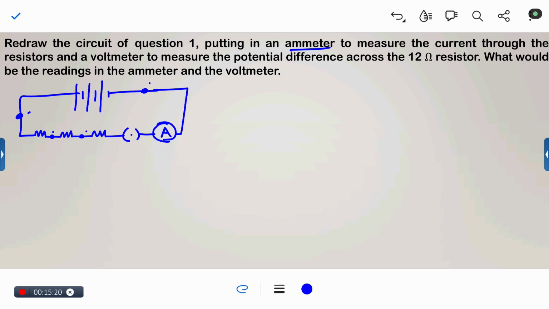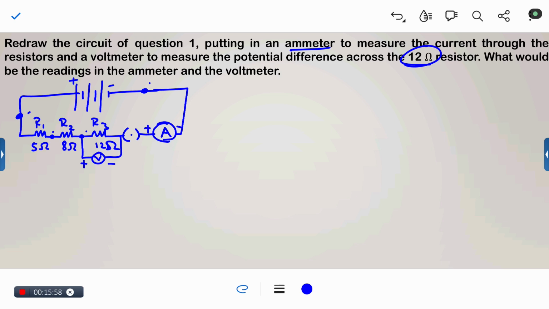And then an ammeter to measure the current through the resistor and a voltmeter to measure the potential difference across the 12 ohm alone, they're asking. In these three, which one is the 12 ohm? Either R1 or R2 or R3. R3 is the 12 ohm. What is the value of R1? 5 ohm, R2 8 ohm, and R3 12 ohm. So how we need to connect: across the ends of the 12 ohm resistor, we need to connect the voltmeter. So this end is minus and this end is going to be plus.